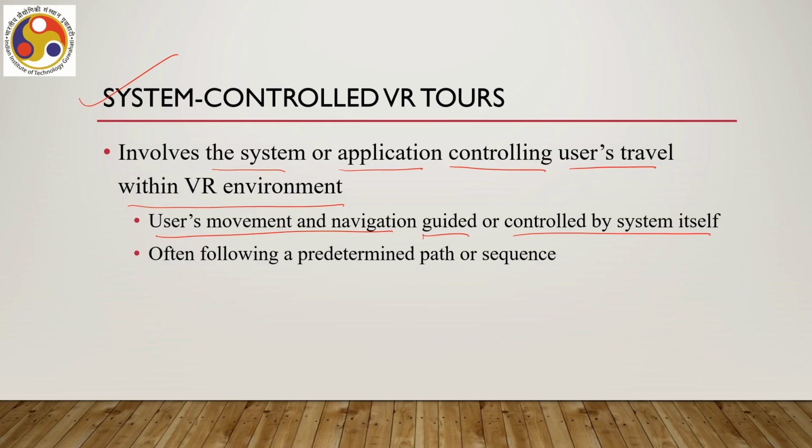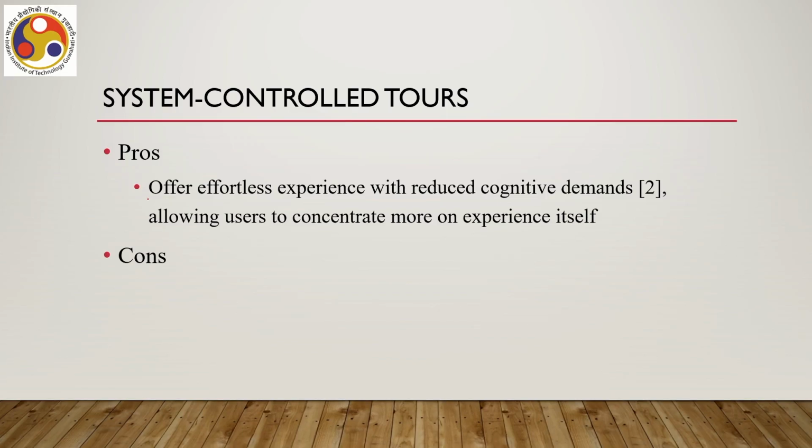Now, since the system is controlling the user's movement, such VR tours often follow a predetermined path or sequence of movements. It is already decided which way to move and where to move. Now, like any other system, we have positives and negatives for system controlled tours as well. On the positive side, system controlled tours are often an effortless experience with reduced cognitive demands, allowing the users to concentrate more on the experience itself.